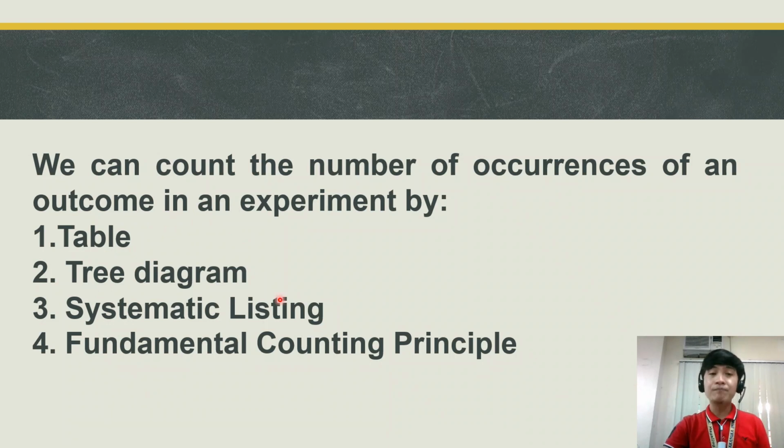So again, these 4 methods are the methods in determining first, kung ano-ano yung mga possible outcomes once we perform a given experiment. Okay? And second, para malaman ilan lahat ang total number of possible outcomes. Okay? So, ito po yung table, tree diagram, systematic listing, and fundamental counting principle.